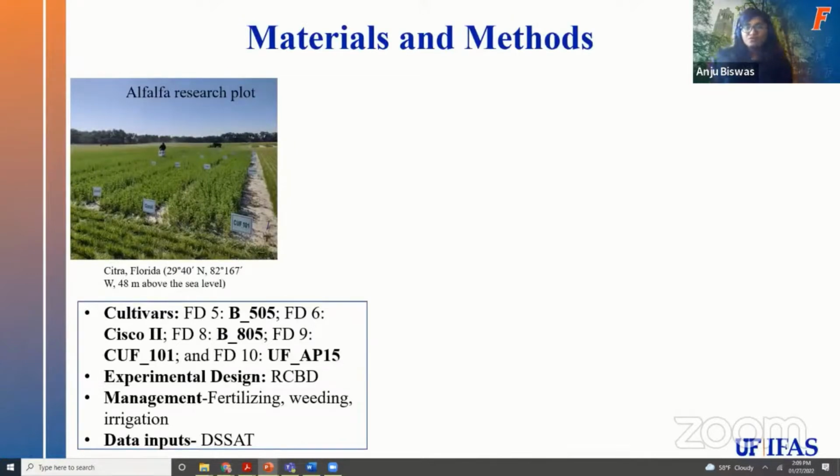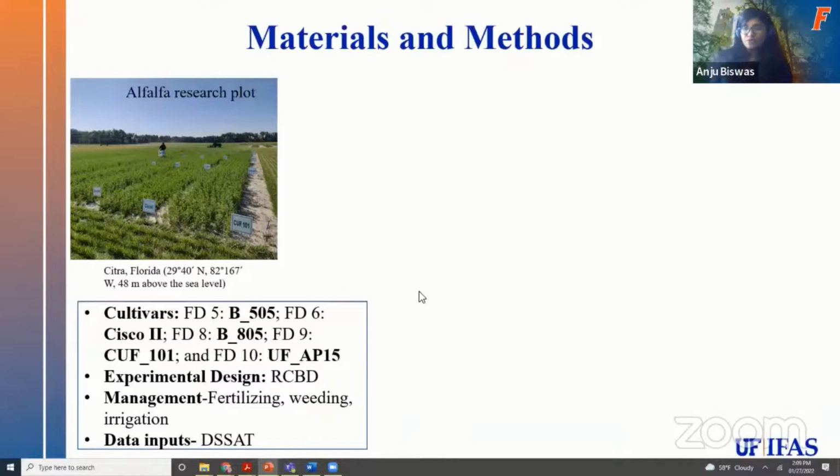So we used 5 cultivars in our experiment, and this is our research field. It's about 30 minutes from here, in Citra. We used 5 cultivars with 2 seeding rates. Our experimental design was a randomized complete block design with factorial treatment design. Other management was done based upon need, for example fertilizing, weeding, irrigation, etc.